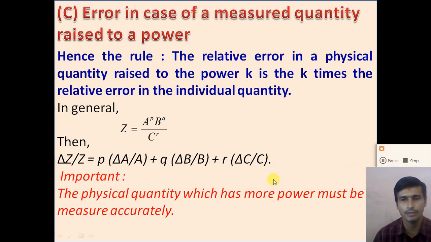So here we obtain the important point in the combination of errors. The physical quantity which has more power must be measured accurately.